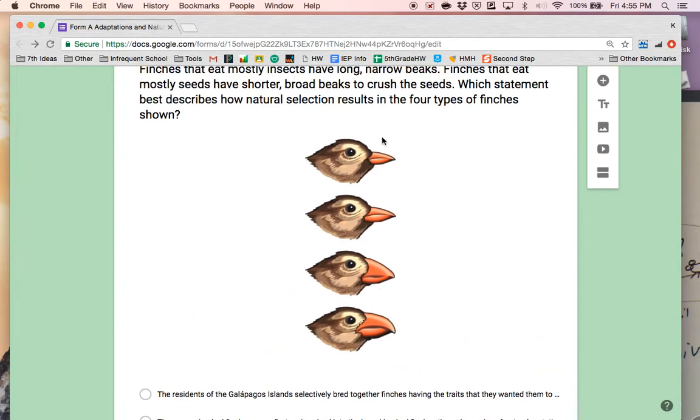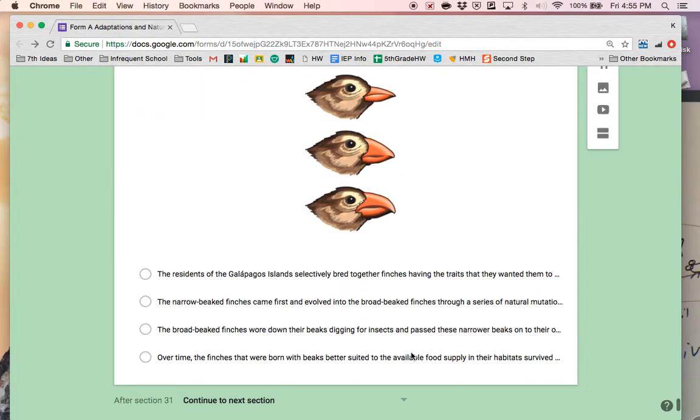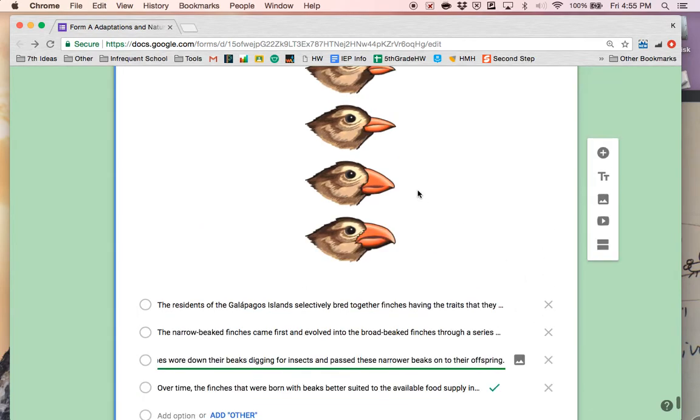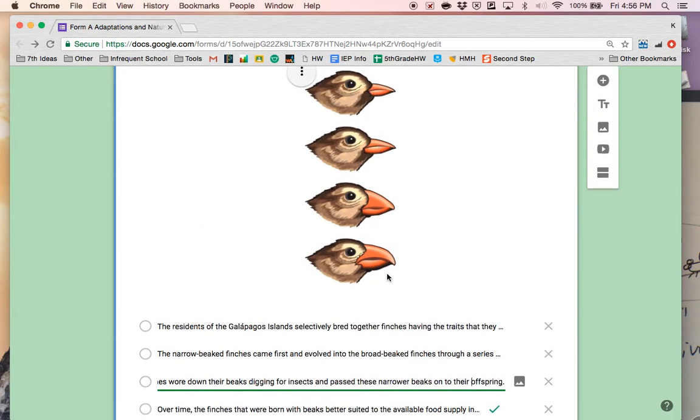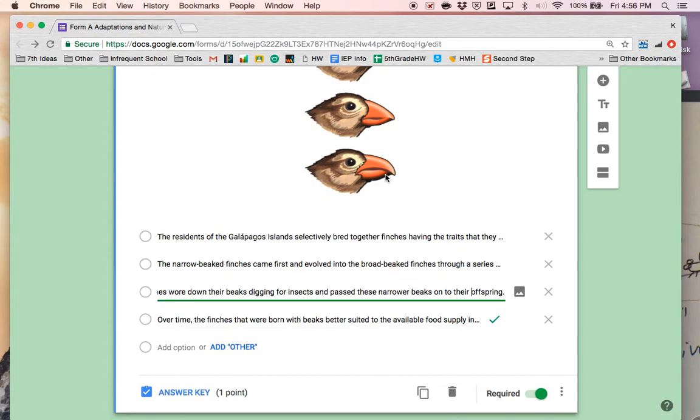That would tell you that this one comes first and then they ultimately end up here. That's not what the diagram says. It says that all four of these live at the same time. The question is why? It's not like this one was the starter and it ended with this. The broad-beaked finches wore down their beaks digging for insects and passed these narrow beaks on to their offspring. They wore down their beaks. Again, it'd almost be like they start with this one and go here. But again, these all live at the same time. That's the key to this. How do they all live at the same time?